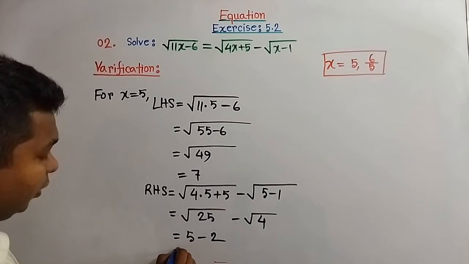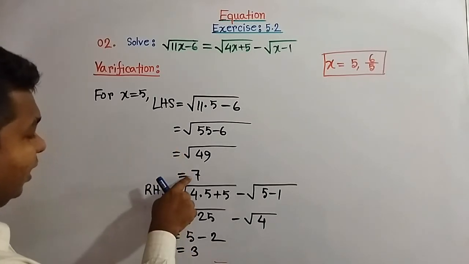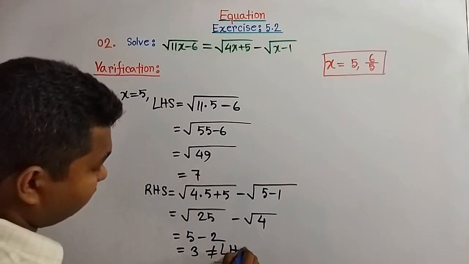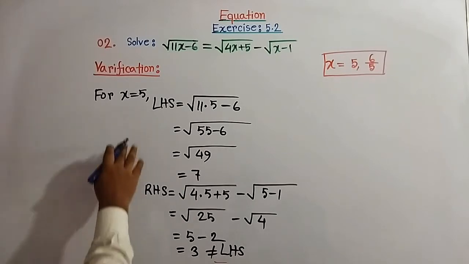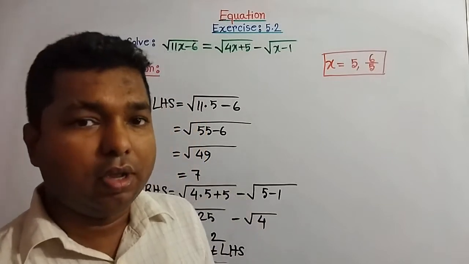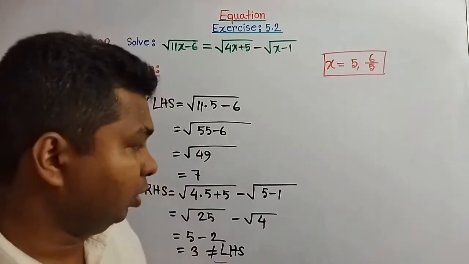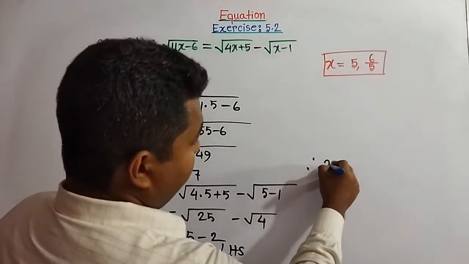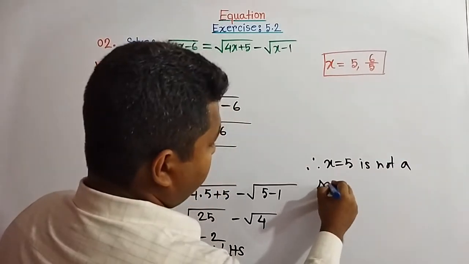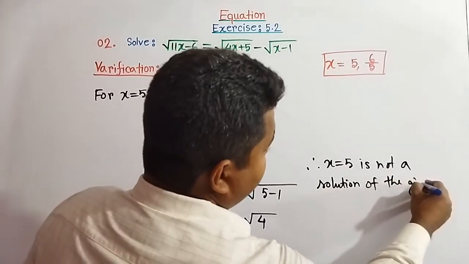Now 5 minus 2 equal to 3, which is not equal to our left hand side, since the left hand side is 7. So it's not equal to the left hand side. Therefore, the root x equal to 5 does not satisfy the given equation. So x equal to 5 is not a solution of the given equation.